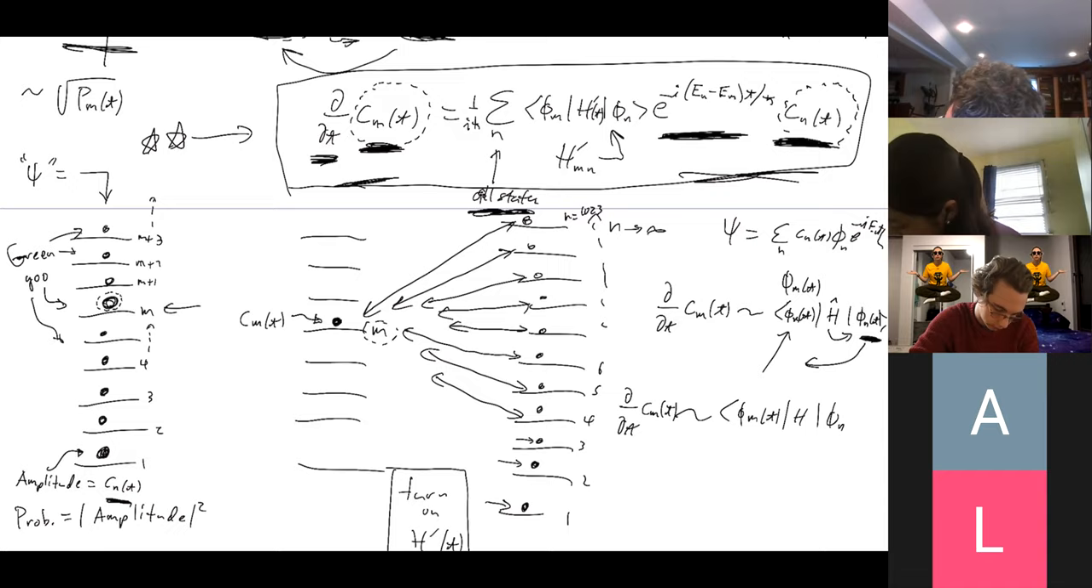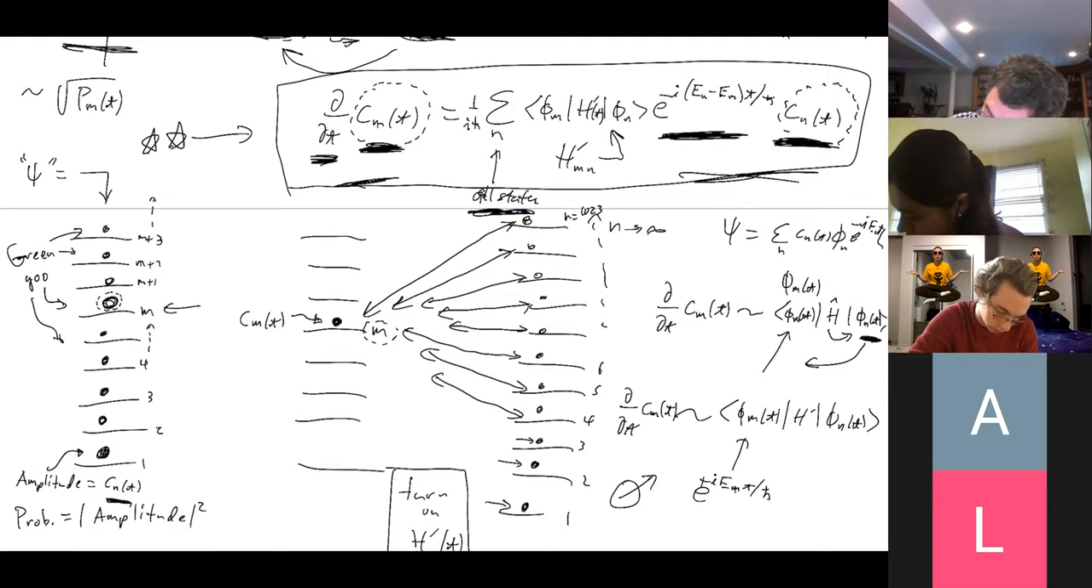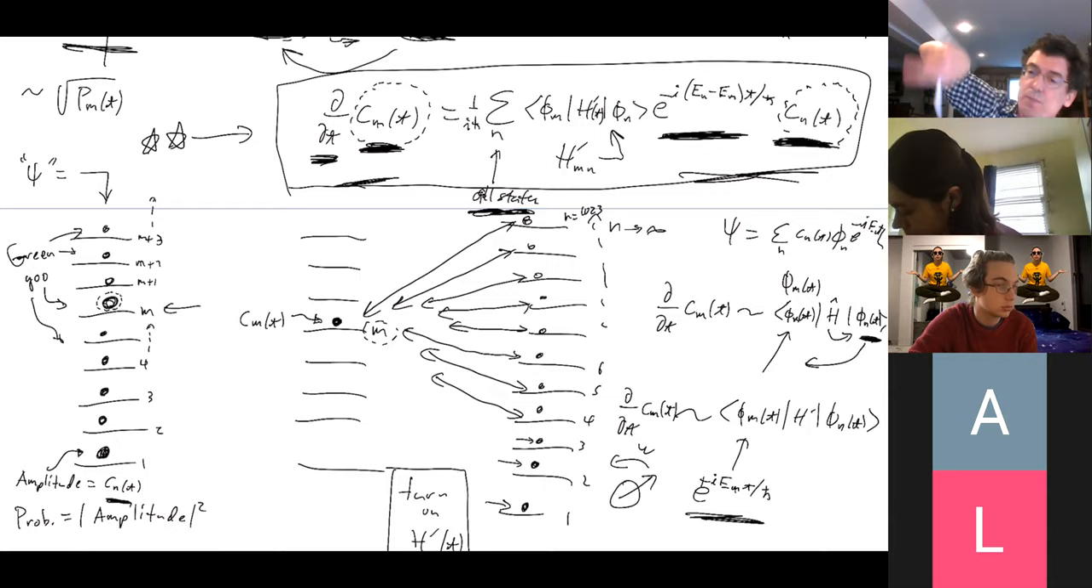And this guy has a natural time scale, e to the negative i E_m t over h bar. He has a phase factor that's spinning at some frequency omega. Zoom, zoom, zoom, zoom, zoom. Whenever someone says e to the i E_m t over h bar, that's a spinning phase factor. So that state has a natural time scale.